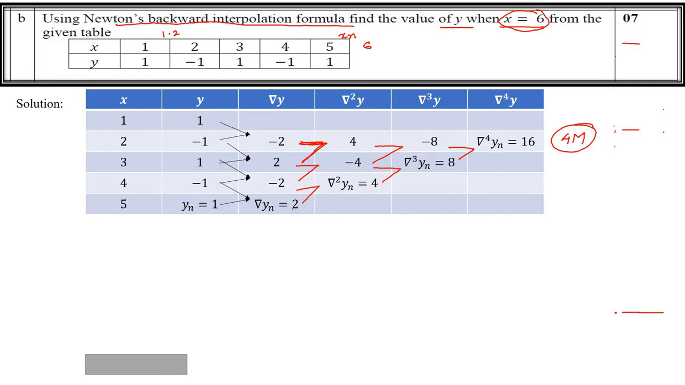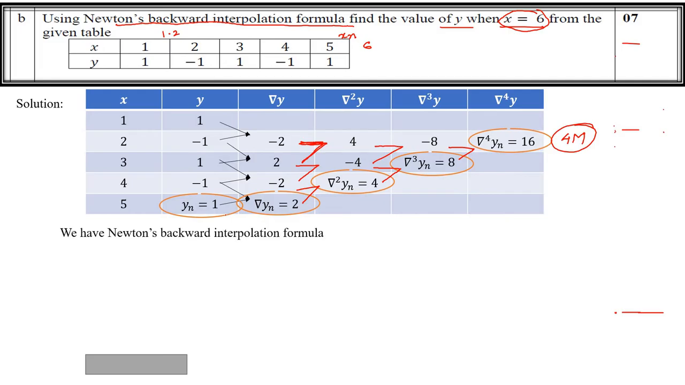So next, moving on, as the given problem is of Newton's backward interpolation, we should consider the values called yn, nabla yn, nabla square yn, nabla cube yn, nabla power 4 yn. So that is what I have considered. Next, I will go with Newton's backward interpolation formula.